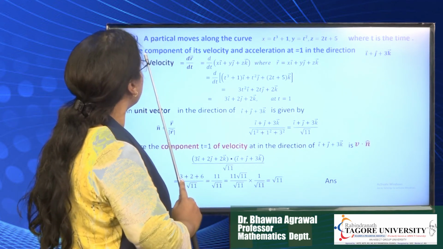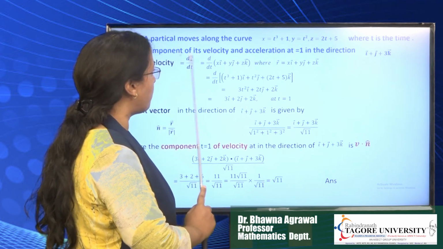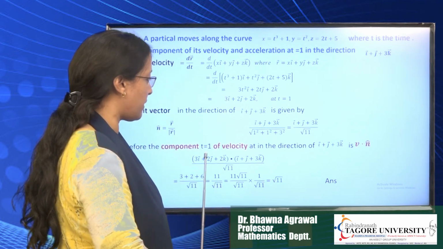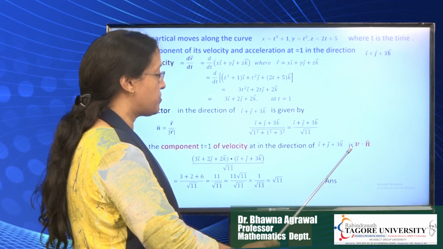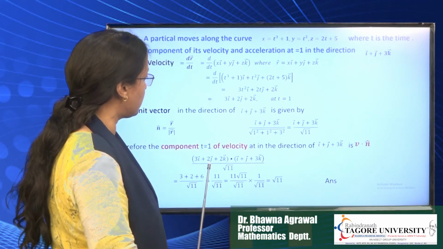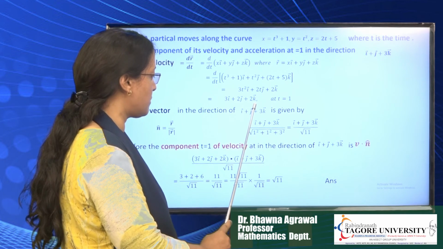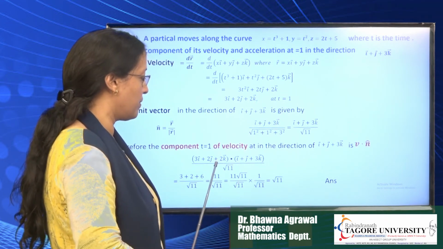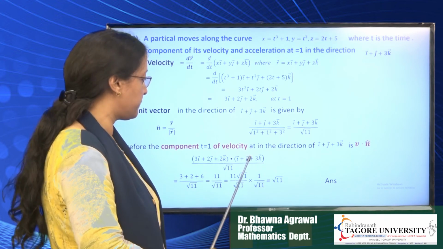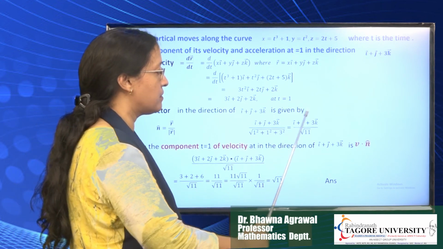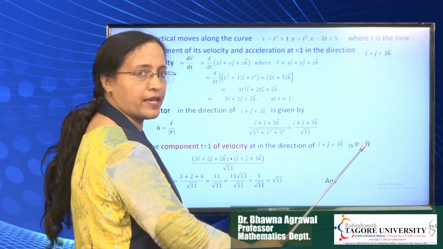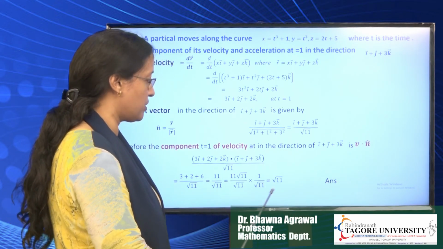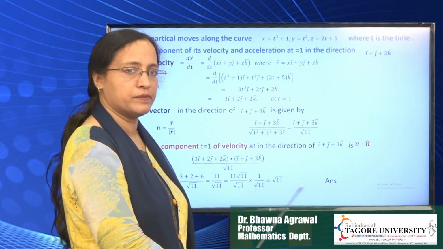Now, here it was given to find the component of the velocity. The formula for the component of velocity is velocity dot n cap. n cap is the unit vector. Substitute the value of velocity here. The value of velocity we got earlier is 3i plus 2j plus 2k. We are substituting the value of velocity here, dot n cap. The value of n cap is i plus j plus 3k upon root over 11. Substitute the value. Dot product between these two, velocity dot n cap. Calculation will be finally root 11.